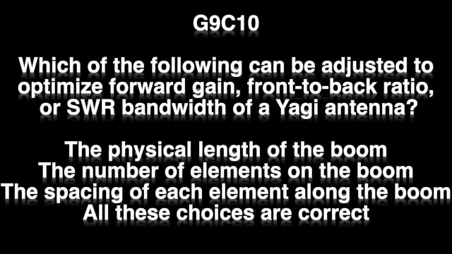G9C10. Which of the following can be adjusted to optimize forward gain, front-to-back ratio, or SWR bandwidth of a Yagi antenna? The physical length of the boom. The number of elements on the boom. The spacing of each element along the boom. All these choices are correct.